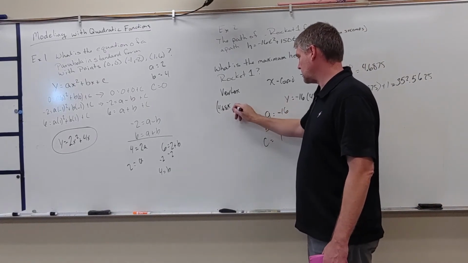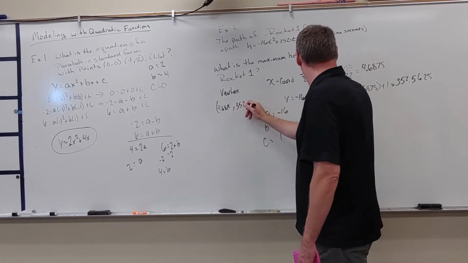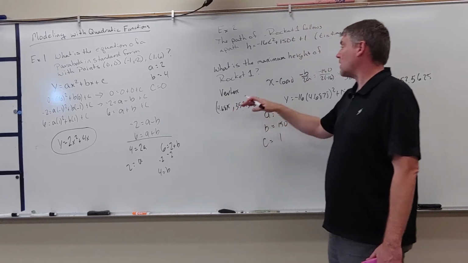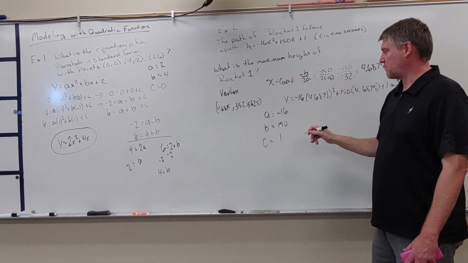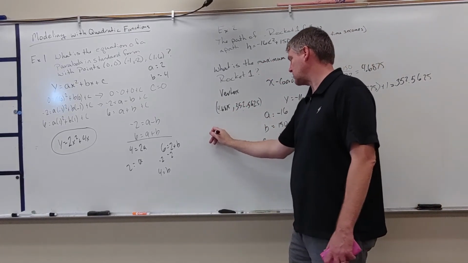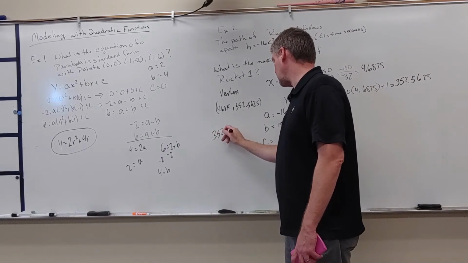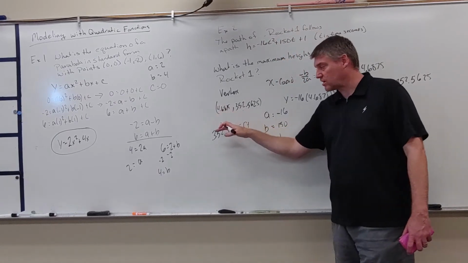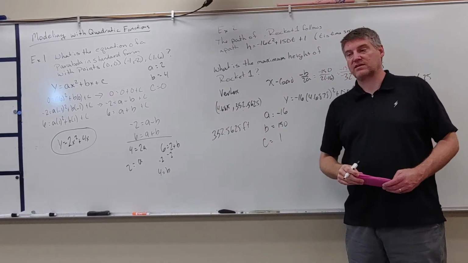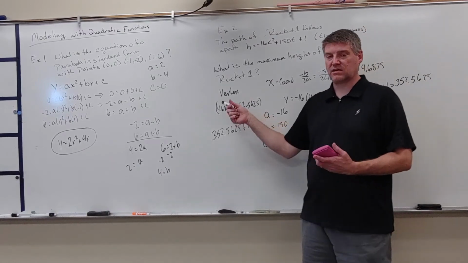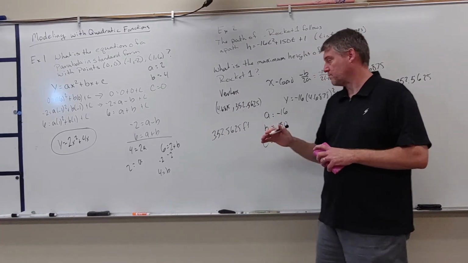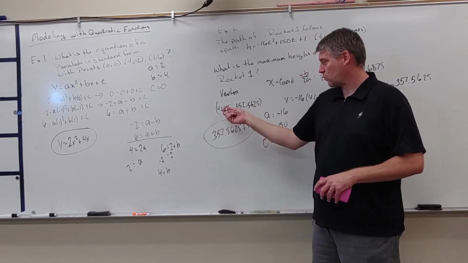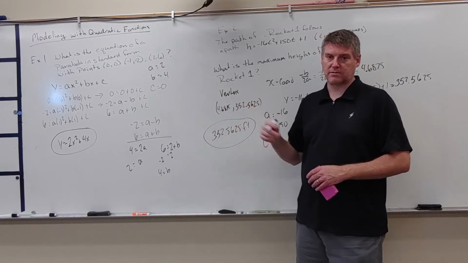So this is 352.5625. So I'm not done though. It says, what's the maximum height? So my maximum height is 352.5625 feet. Okay? And it's going to occur 4.6875 seconds after launch. Okay? So this, remember, is my maximum height. This is at what time that height occurs.